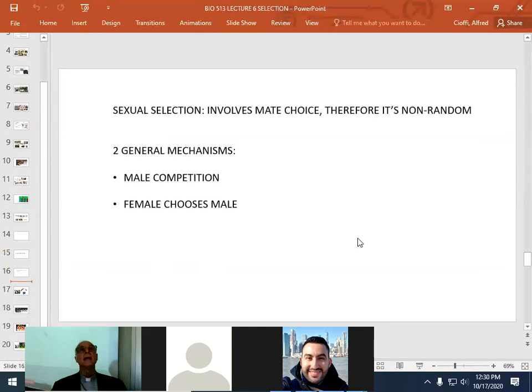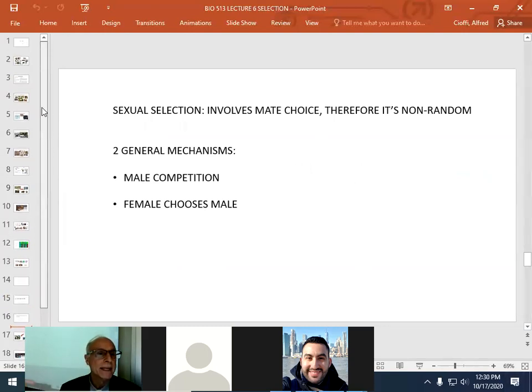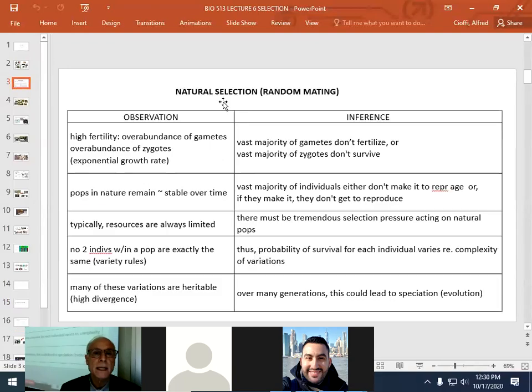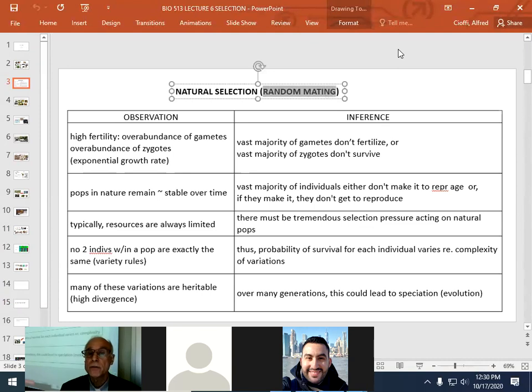All right. All this has to do with natural selection, which assumes random mating. Random mating, okay? That's natural selection. Because if it doesn't assume random mating, then there's mate choice. And that is not will, but at least instinct, except for the human, all right? So natural selection assumes random mating.